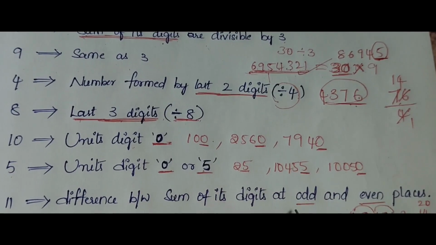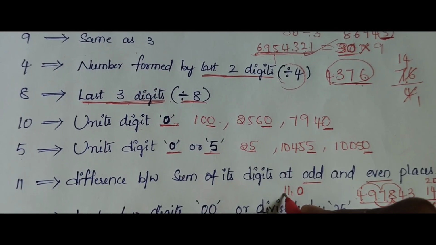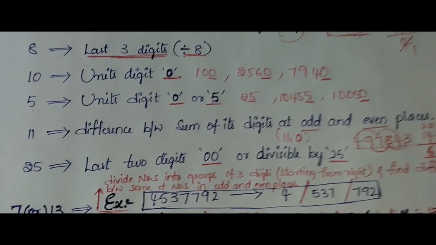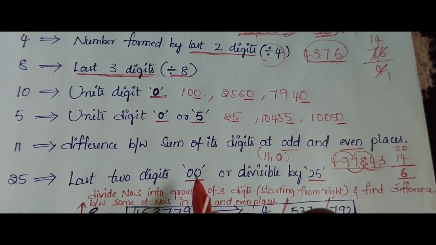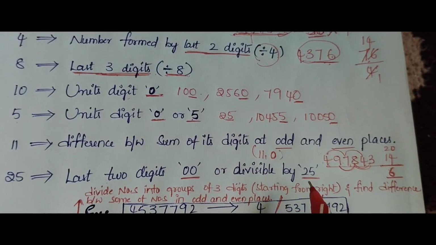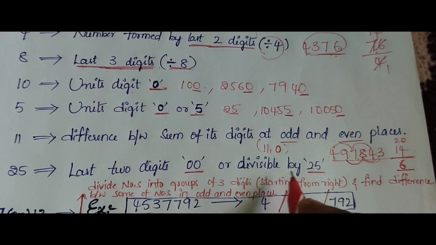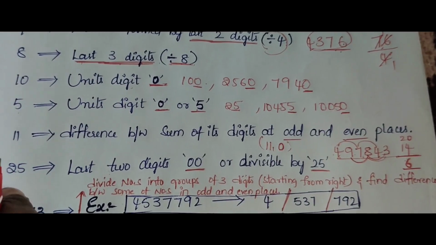If we get the difference 11 or 0, that number should be divisible by 11. Next, coming to 25, the last two digits will be 00 or divisible by 25. Those numbers can be divisible by 25.